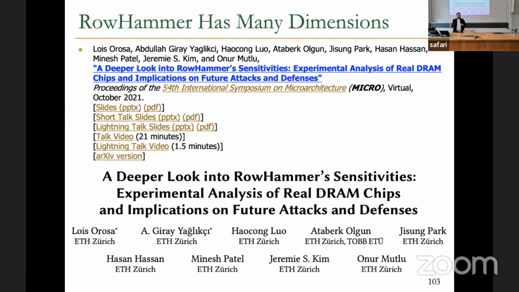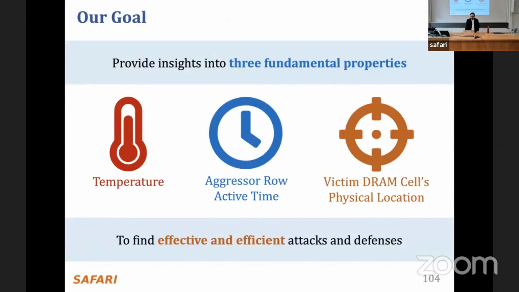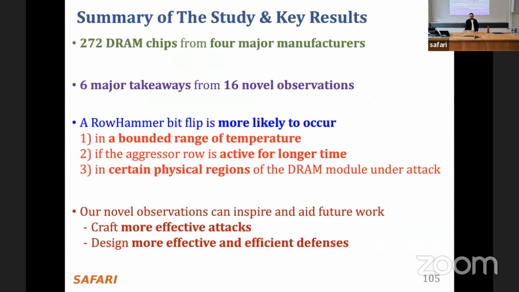So this paper was published in MICRO in 2021. It's also one of the chapters in my thesis, so I love this paper. Here, what we do differently is that we look at RowHammer sensitivity to three different properties: temperature, aggressor row active time, which is a very low-level definition of that, I would just say memory access pattern at a high level, and also victim DRAM cells' location inside the DRAM chip. And we do that to find effective and efficient attacks and defenses.